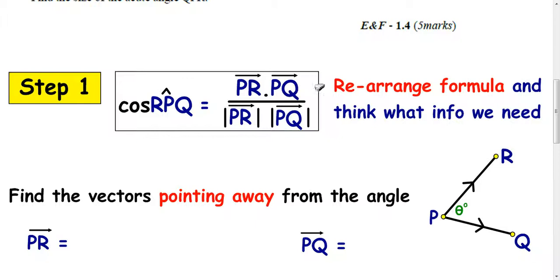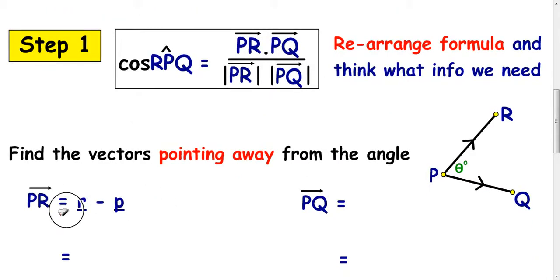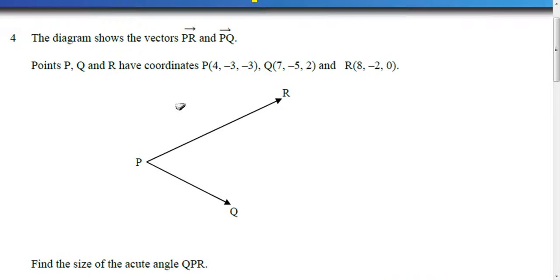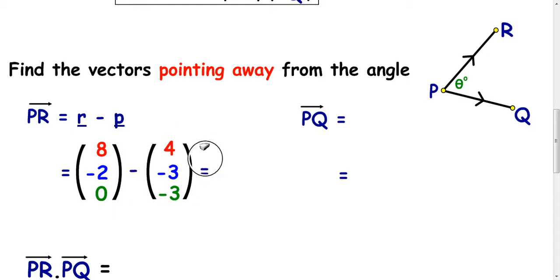So after you've got the formula here, then really what you're doing is you're just working out PR and PQ and then feeding the information into this formula here and inverse cosing it. So let's work that out. PR is R minus P. So you just look at your coordinates. You've got R and P, so you just take them away from each other. Okay, so R minus P, so 8 take away 4, negative 2 take away negative 3, watch that, that becomes plus 3, and 0 take away negative 3, that becomes plus 3 as well.